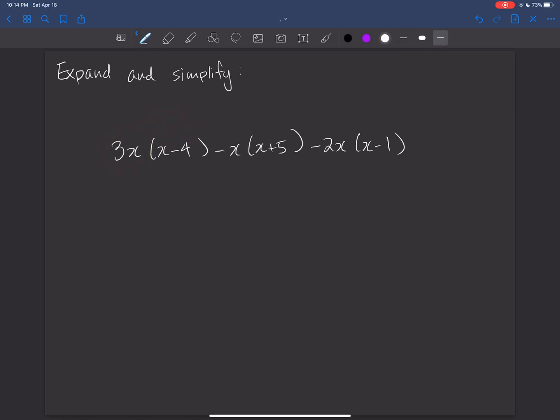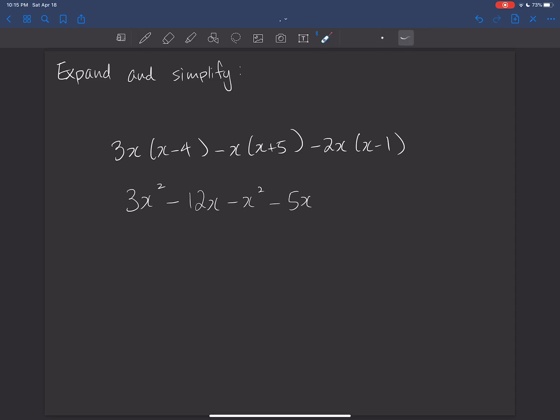So 3x times x would be 3x squared. 3x times -4 would be minus 12x. And then multiply negative x to all the terms inside this set of brackets. So negative x times x, so minus x squared. Negative x times 5, so minus 5x.